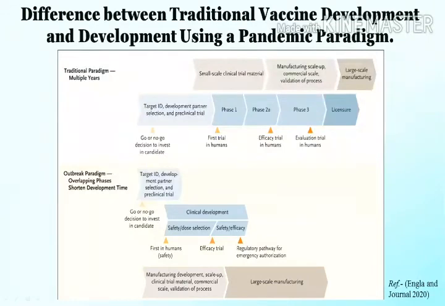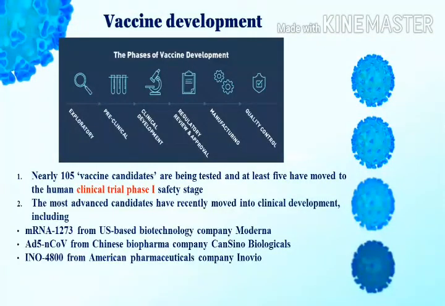Yes, this is the traditional paradigm. Multiple years are taken for a vaccine, but considering the outbreak paradigm, when we have a medical emergency, we can shorten that development time. But even so, as per WHO reports, it will take a minimum of 18 months for a safe and effective vaccine. Now, 105 vaccine candidates have crossed clinical trial phase 1. Some of the promising emerging vaccines are these, named after the companies that are leading this.